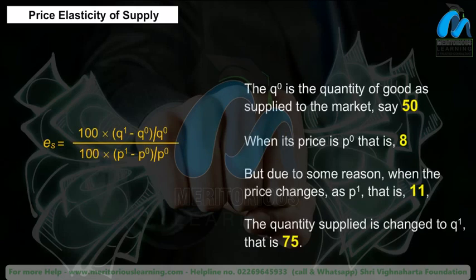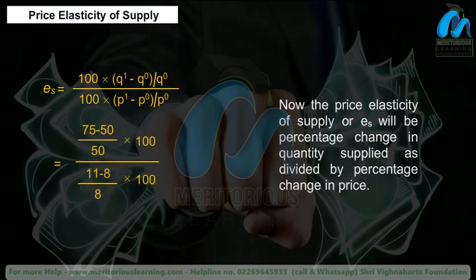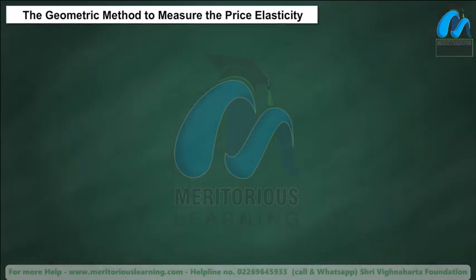Q0 is the quantity of the good supplied to the market, say 50, when its price is P0, that is 8. But due to some reason, when the price changes to P1, that is 11, the quantity supplied changes to Q1, that is 75. Now the price elasticity of supply, or ES, will be the percentage change in quantity supplied divided by the percentage change in price. The geometric method to measure the price elasticity.